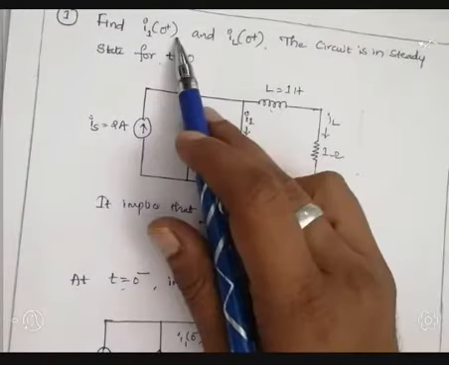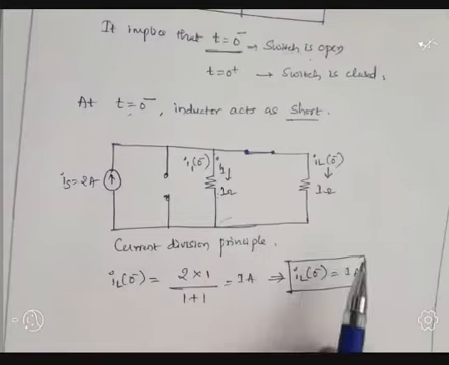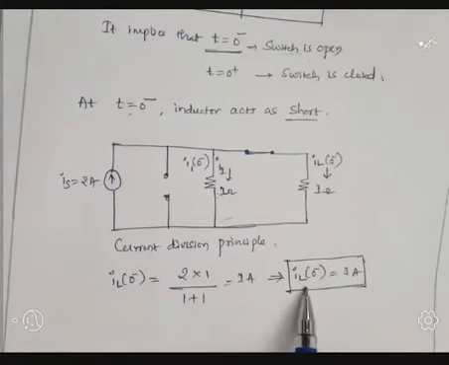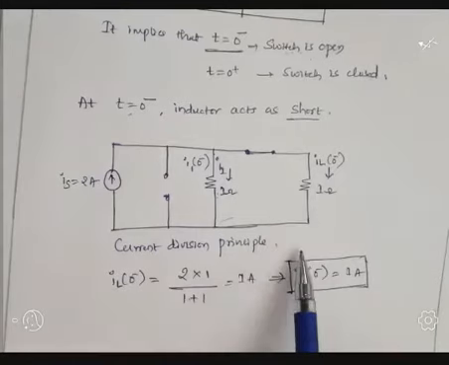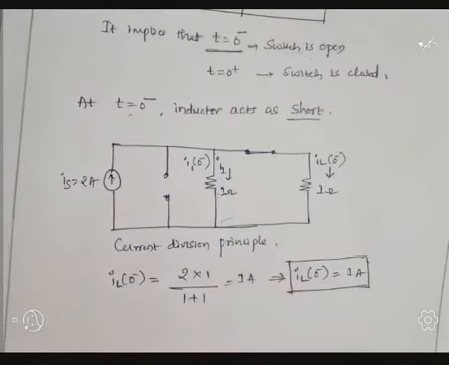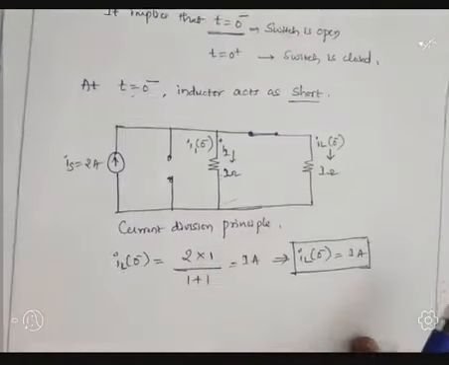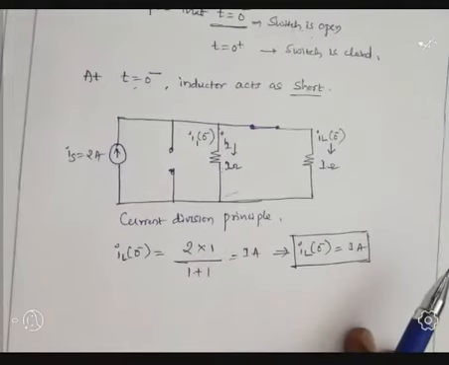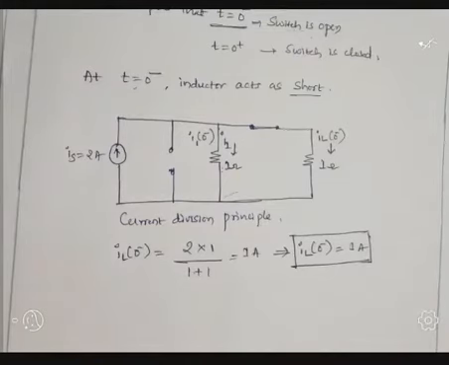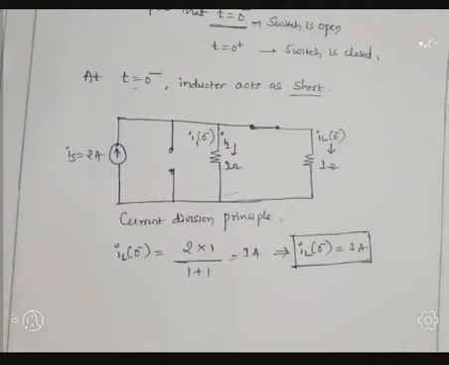We calculated IL of 0 minus before, which is the steady state current flowing through the inductor for the given conditions. But since the current in an inductor cannot change instantaneously, already we discussed while discussing initial conditions in basic passive elements, that the current in an inductor cannot change instantaneously. That one already we proved. The current through the inductor before and after the switching condition is the same.